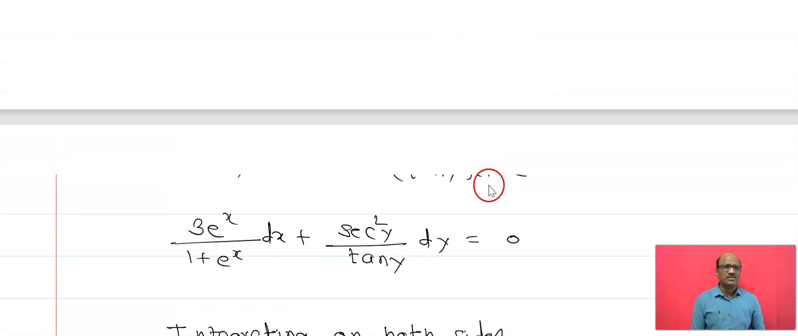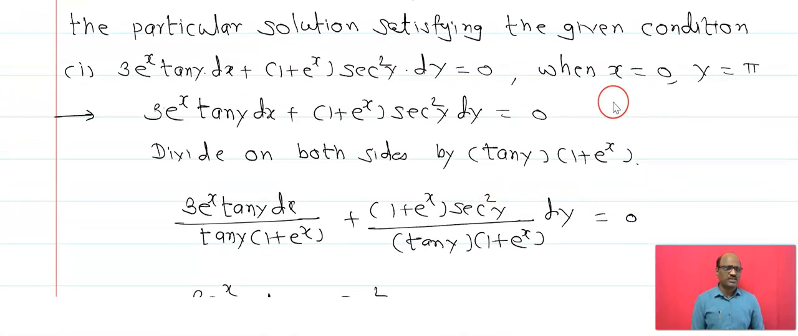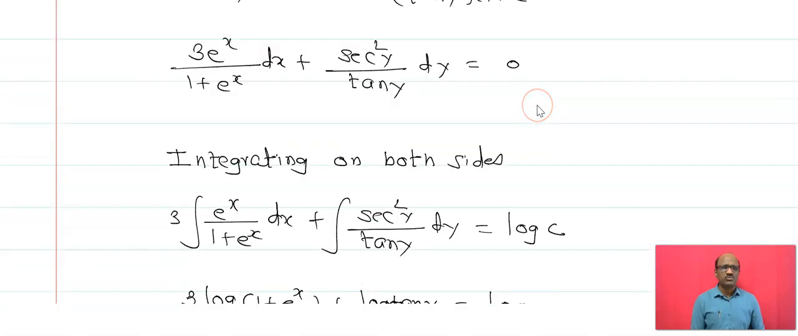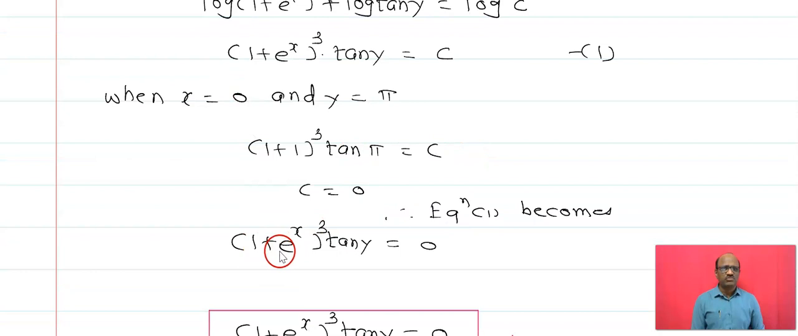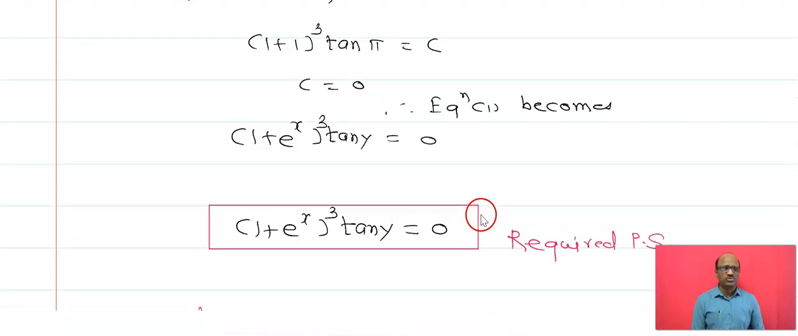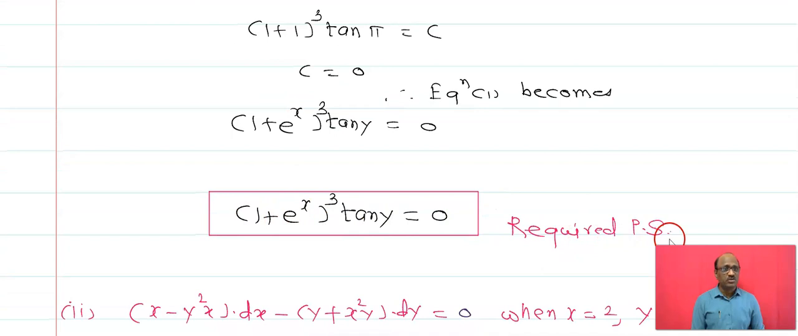Now we have given that, for the particular solution, साठी आपल्याला त्याने x आणि y च्या व्हॅल्यूज दिल्यात, that x equals 0 and y equals pi. Substitute x equals 0 and y equals pi in this equation. Now what is tan pi? Tan pi is 0, and whatever that is, (1 plus 1) bracket to the power 3 is 8. 8 into 0 is 0, therefore the value of c is 0. Therefore the particular solution is (1 plus e raised to x) bracket cube into tan y equals 0. And this is the required particular solution.